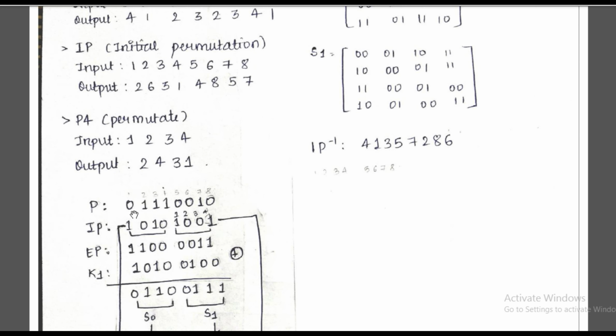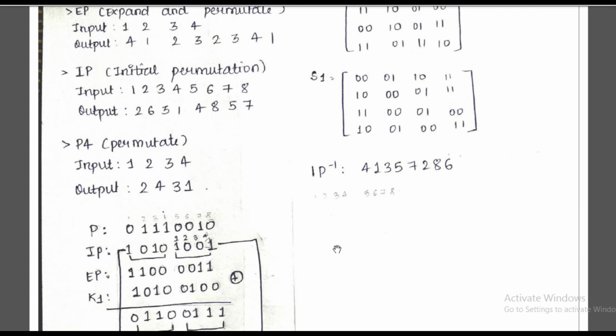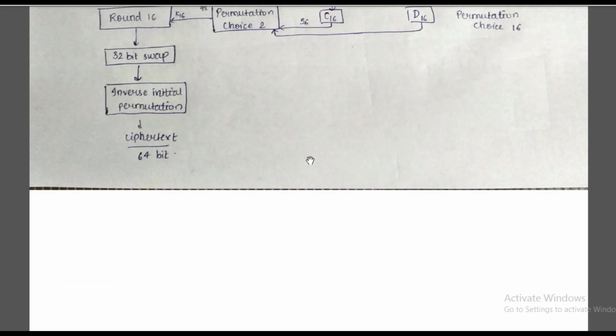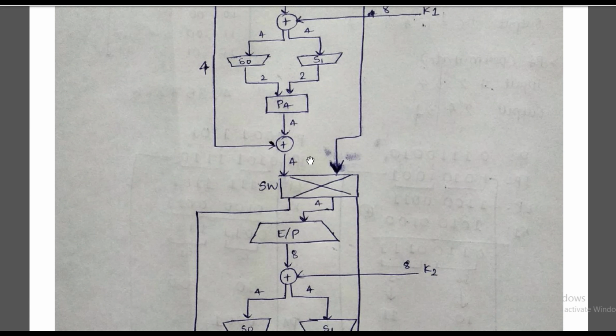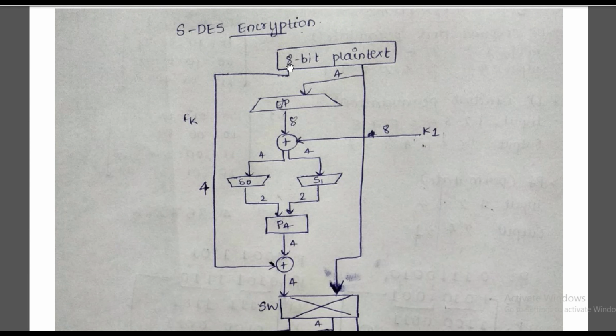So now we have found the IP, and after finding the IP we will divide it into 2 parts, which I had shown in that slide. Let me show you once again. So here we can see that we have divided it into 2 parts, after which the right part will be provided to the EP.